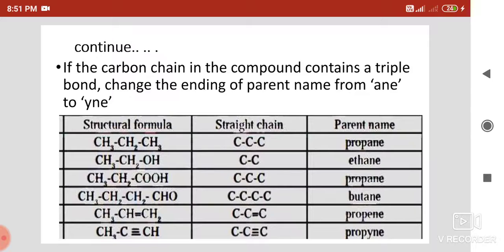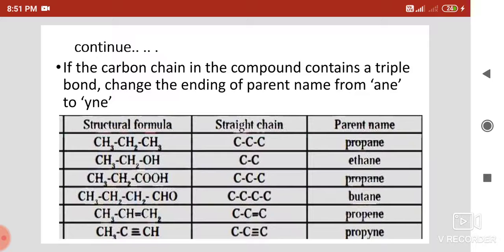Similarly, if you see the third example, it is CH3CH2COOH. Here the functional group is COOH. So we can say its name will be, now 3 carbon atoms are there, so propane, and here you have to replace E by OIC acid. It is called propanoic acid.